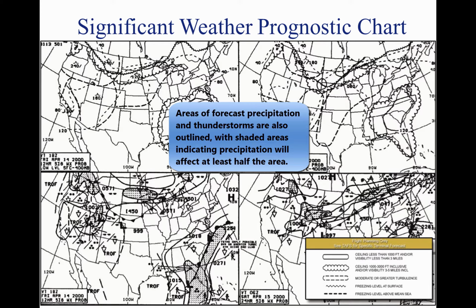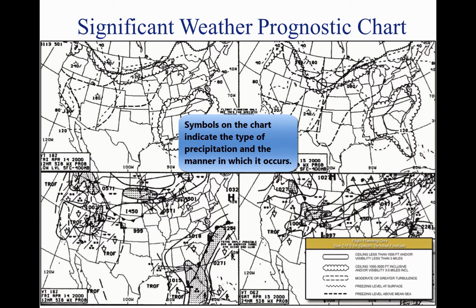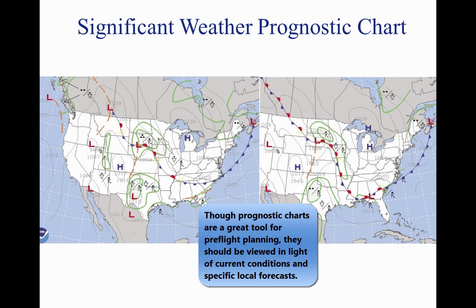Areas of precipitation that are shaded indicate at least 1/2 of the area is being affected by the precipitation. Unique symbols indicate the type of precipitation and the manner in which it occurs. Prognostic charts are an excellent source of information for pre-flight planning. However, this chart should be viewed in light of current conditions and specific local area forecasts.